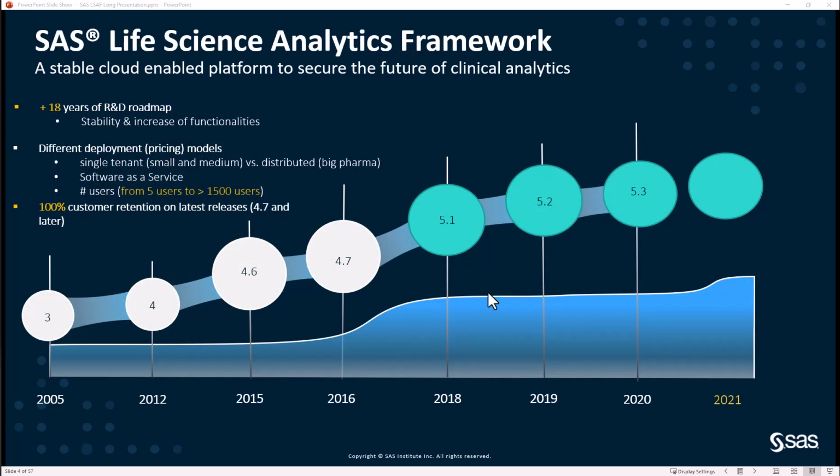Talking about Life Science Analytics Framework, it is not a new product. It has been there in the industry for 18 plus years and has a very strong R&D roadmap. This platform is offered as software as a service, and anywhere from 5 users to 1,500 users can work on it. It is leveraged by small and medium business pharmaceutical companies, and big pharma as well. The version we'll be talking about is version 5.4, which was released in 2021.